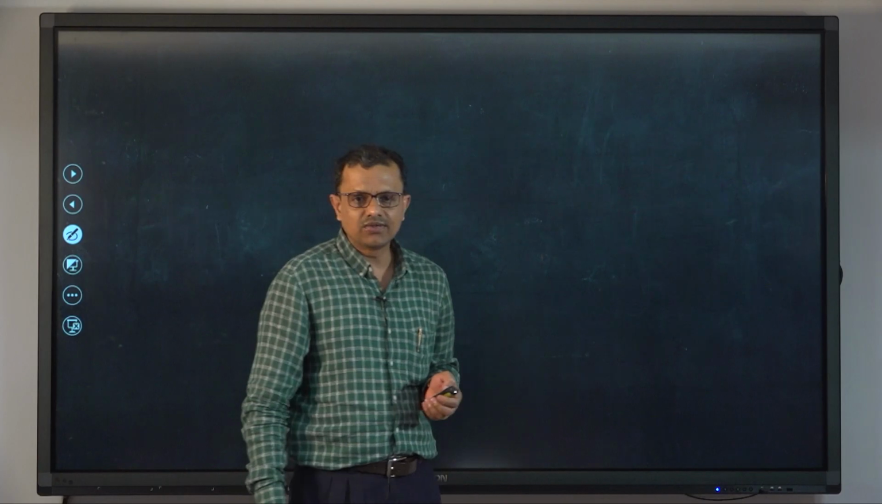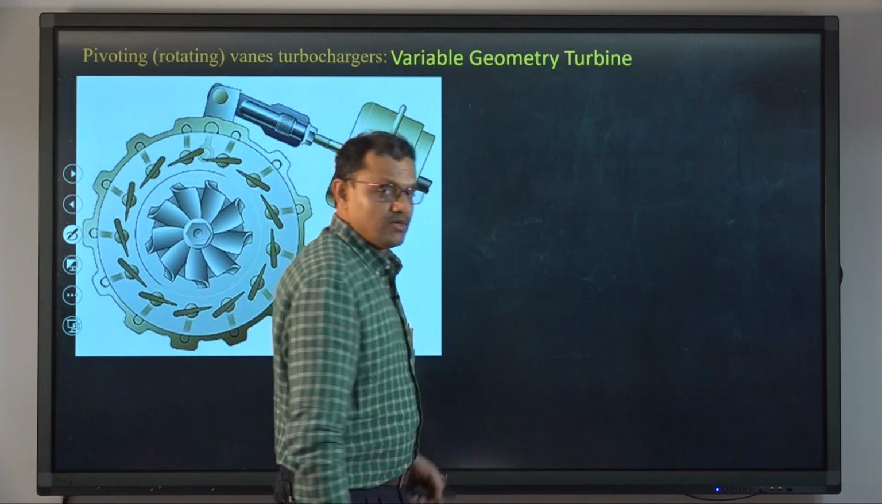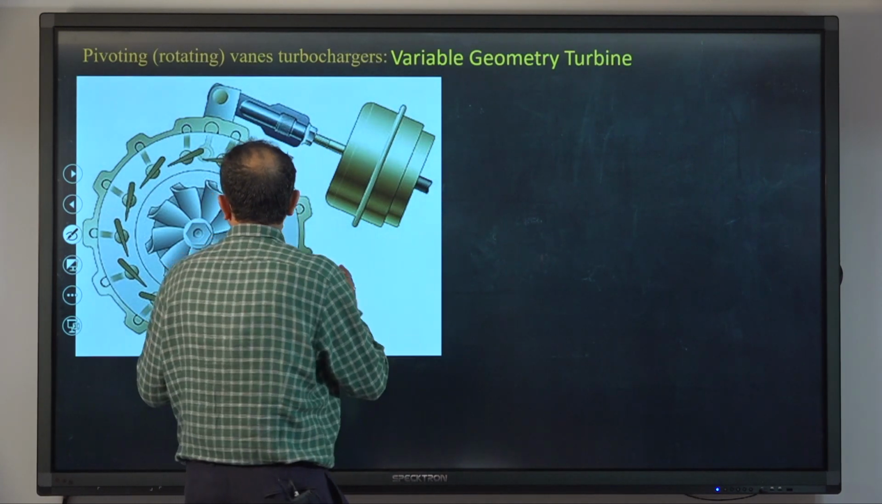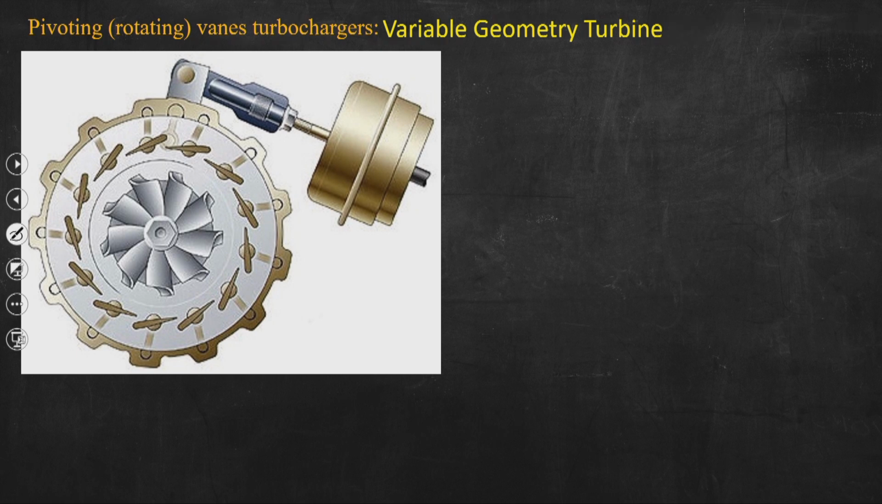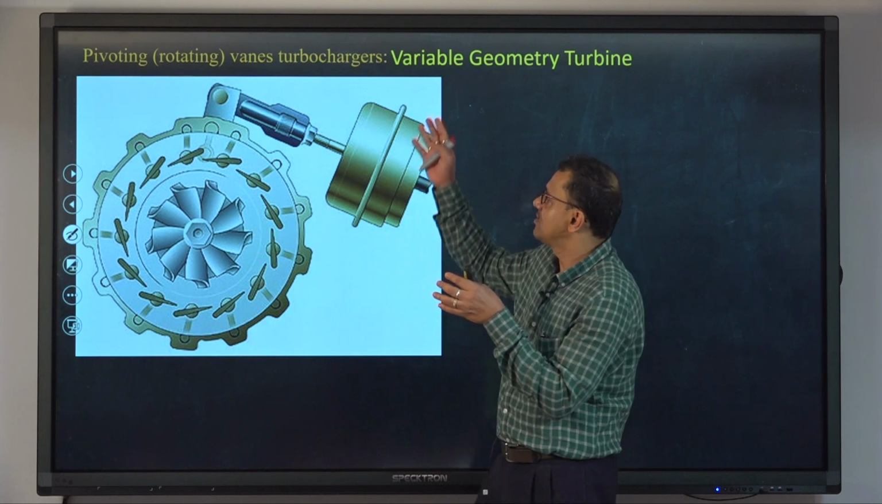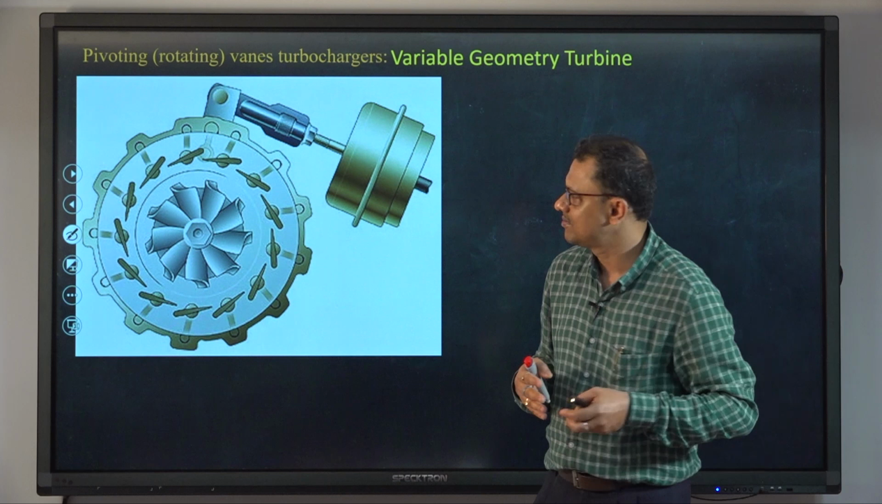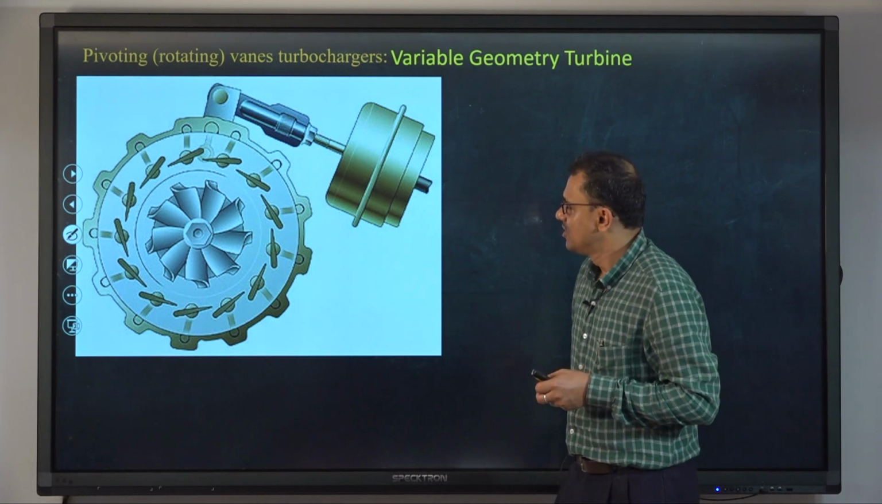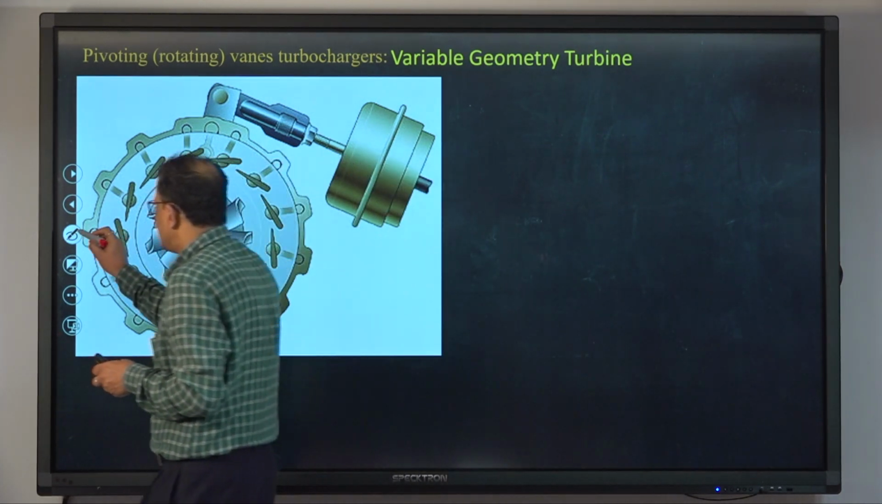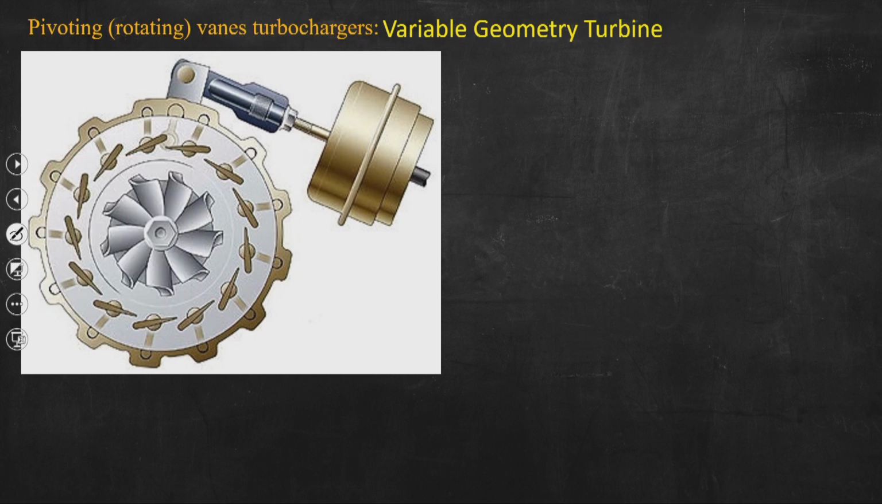So, let us now look into this particular type, and we can see that this is the variable geometry turbine. As such, this turbine is attached to a turbocharger to have a greater degree of flexibility of turbocharger operation. Let us now discuss this particular turbine. What you can see from the schematic depiction is that the extreme right component is the pneumatic actuator.